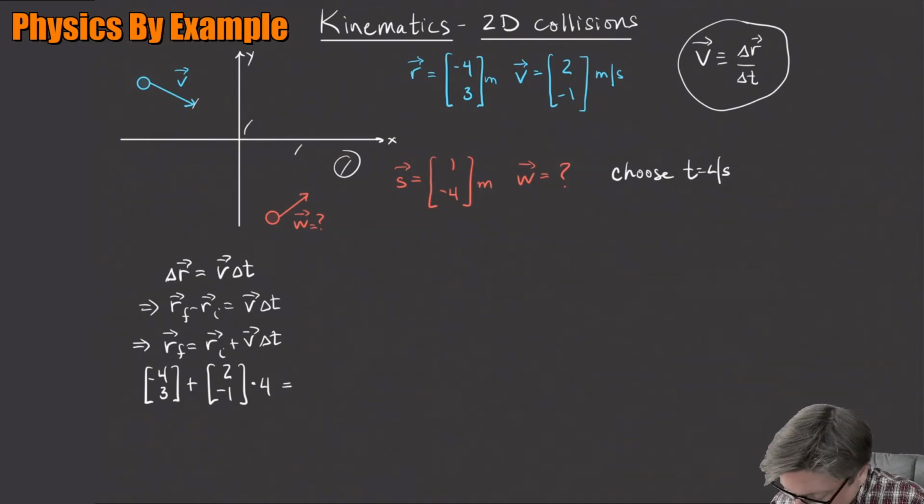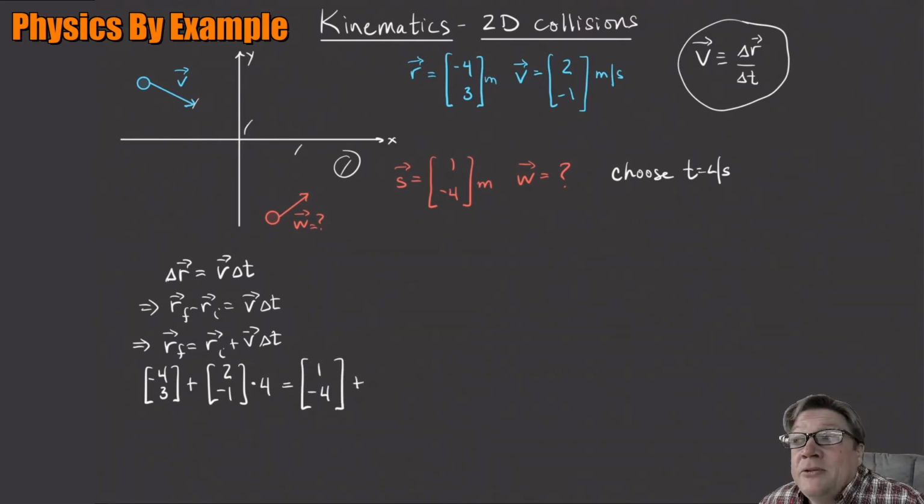So this is going to be equal to the initial position for the red thing, which I said was 1 and -4, plus... Now here's what I don't know. I don't know the velocity vector. I need to know what the vector is along which I launch this thing in order that I intercept the blue thing. So I'm just going to call it W. That's what I'm after, times the same amount of time, 4 seconds.